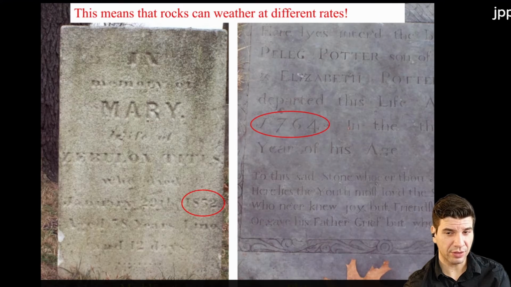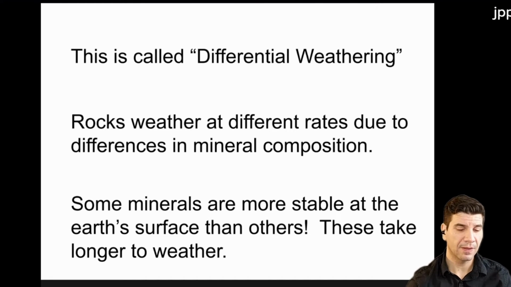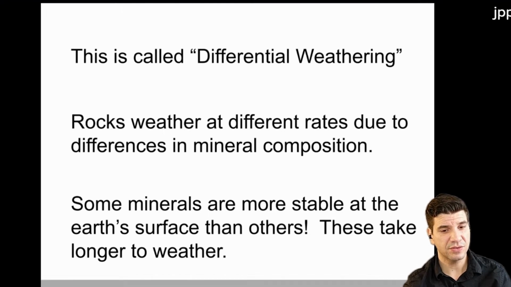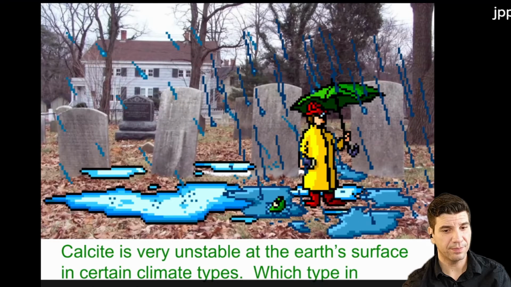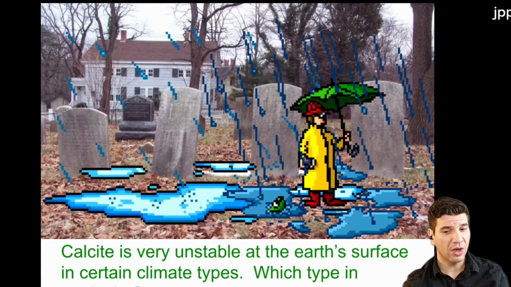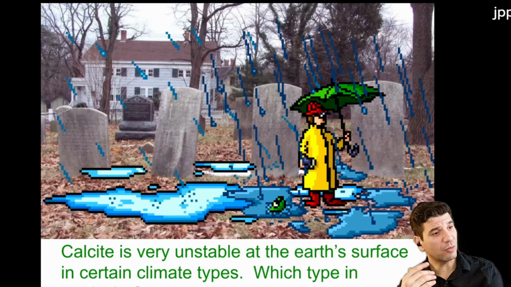Rocks can weather at different rates. We call this process differential weathering. Some minerals are more stable at the Earth's surface than others. These take longer to weather. Now, calcite is very unstable at the Earth's surface and in certain climate types. Which types in particular? Well, if it rains a lot, it's going to break down.